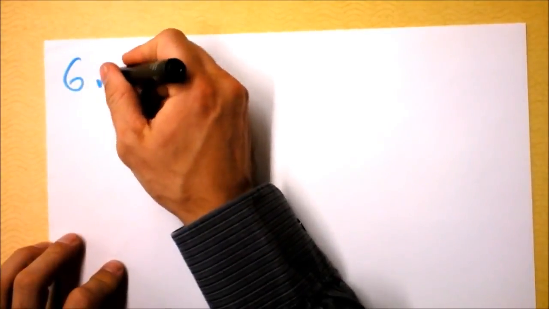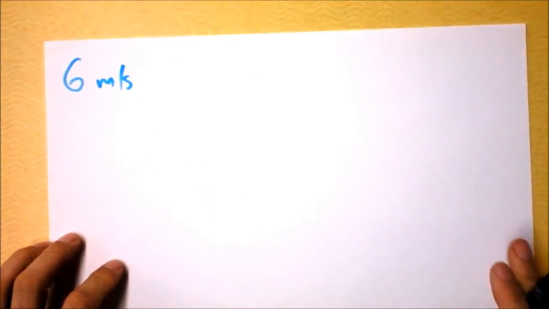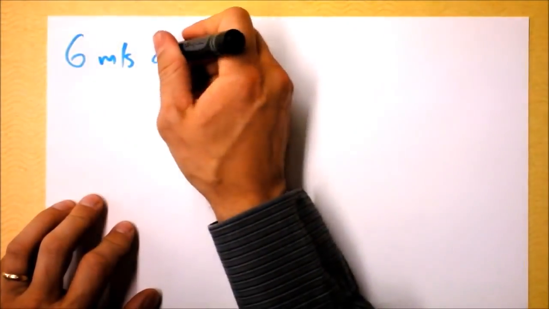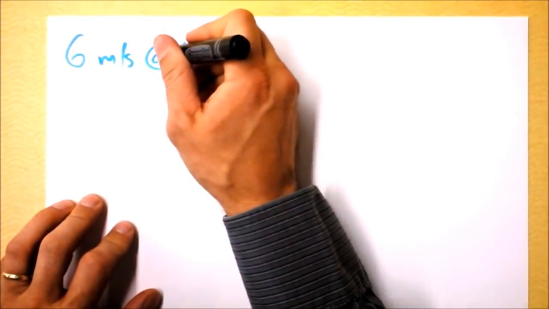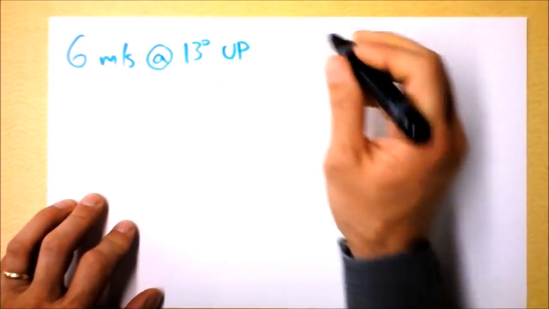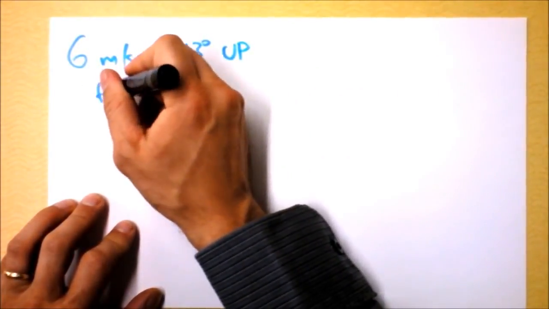What if I gave you a problem where it was 6 meters per second, because velocity can be a vector as well, and I said at 13 degrees up from north.